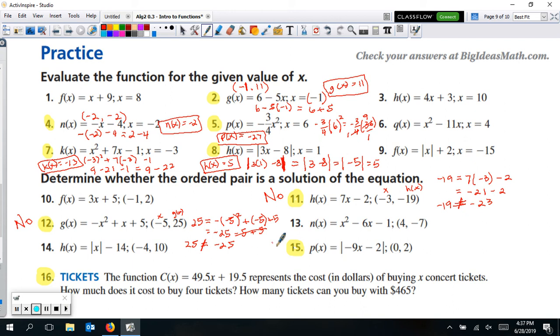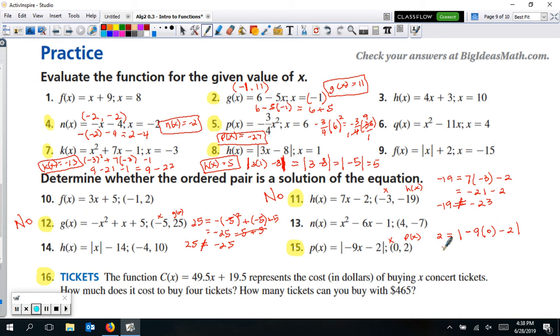Let's go on to 15 with absolute value symbols. So this would be our x. Here is our p of x right there, the 2. So let's go on the side here, start with 2. 2 is equal to the absolute value of negative 9 times x, which would be 0, minus 2. And so let's figure out what's inside the absolute value symbols and see if it equals 2.